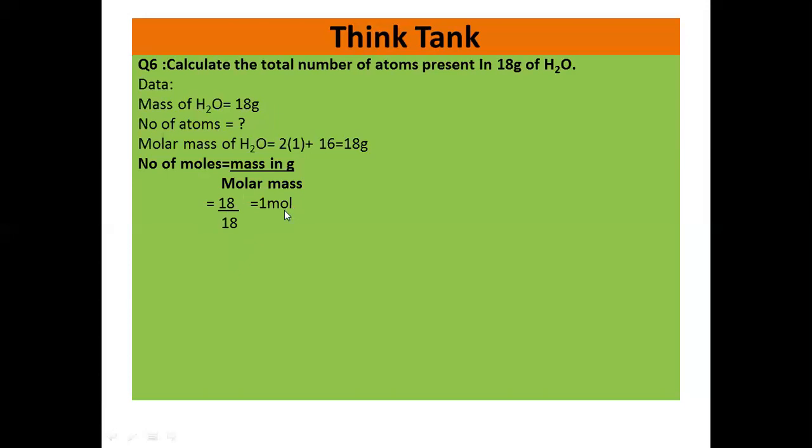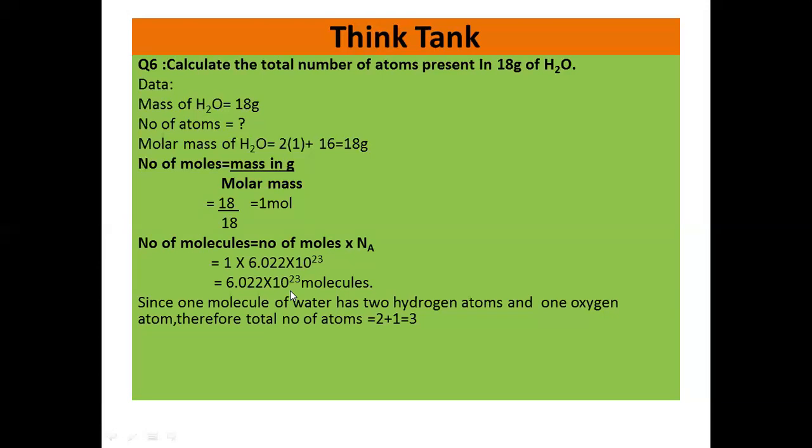Now we found the moles. Number of molecules is equal to number of moles into Avogadro's number. Now we will use that number of moles in this formula. Number of moles into Avogadro's number will give us the same answer, because 1 mole multiplied by Avogadro's number will give us the same answer. So it means that 18 grams of water contain Avogadro's number of molecules. Now this is the number of molecules, but we have to find out the number of atoms.